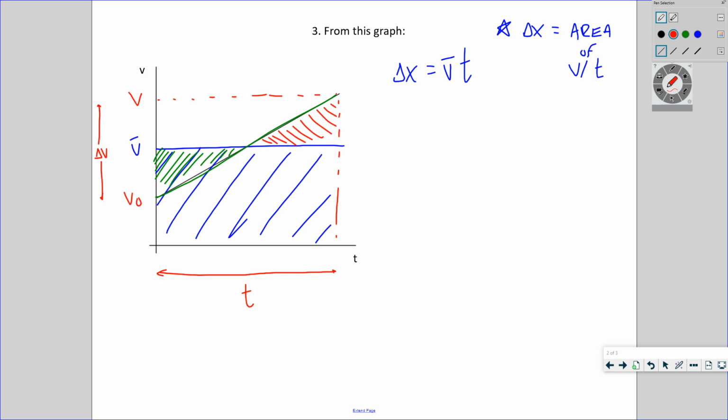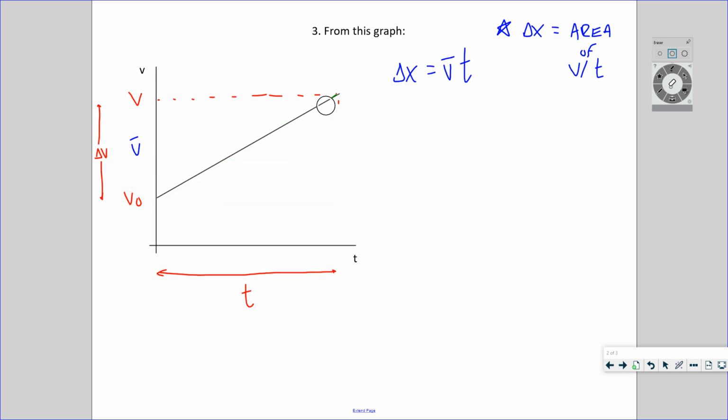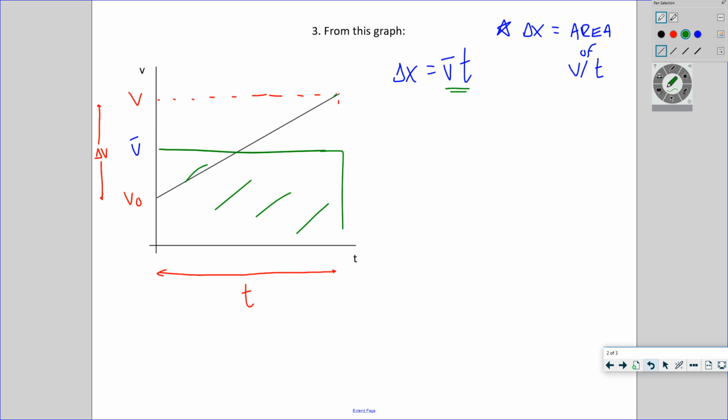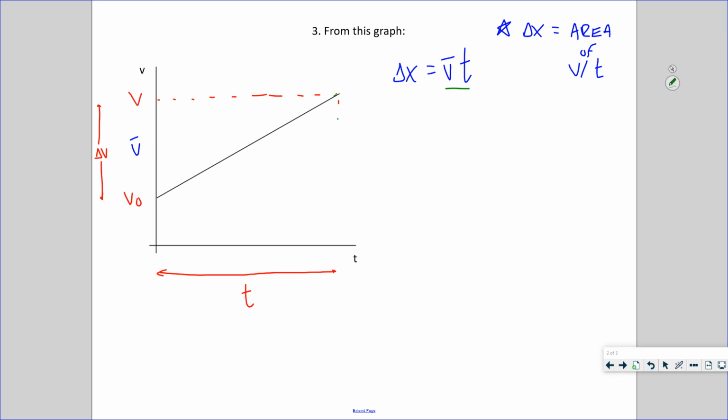And those two triangle areas are the same area. And what that says is if we get rid of all this stuff, that the area under our original function is the same as the area of this v times t, this v average times t. All right, the area, I'll do it one more time. The area of this rectangle is the same as this area, the area of this whole shape.